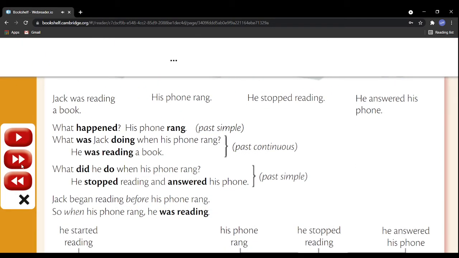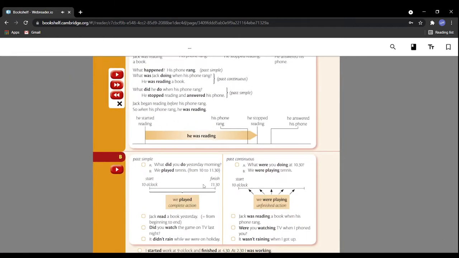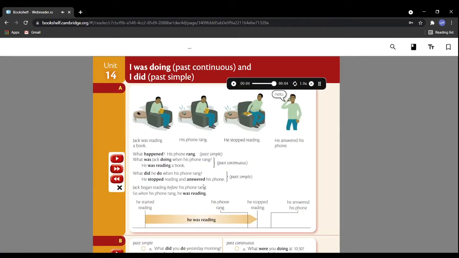What happened? His phone rang. What was Jack doing when his phone rang? He was reading a book. What did he do when his phone rang? He stopped reading and answered his phone. What happened? His phone rang. What was Jack doing when his phone rang? He was reading a book. What did he do when his phone rang? He stopped reading and answered his phone.